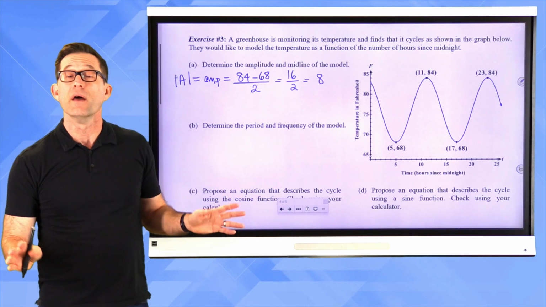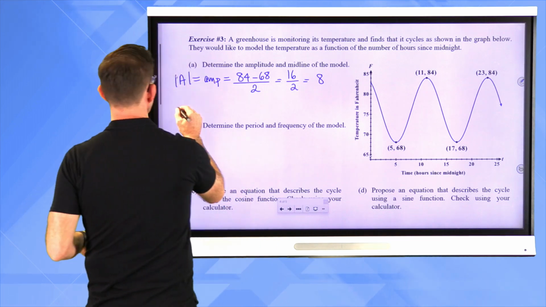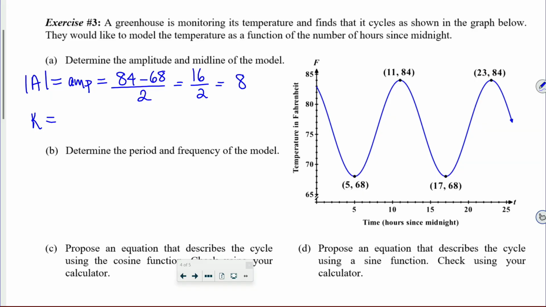Awesome. Okay, now let's get the midline, right? My midline is my k value in these models. That's always going to be my minimum or maximum plus the other one. It's the average of my min and my max. That is 1, what do I have here? Yeah, I don't really want to do this in my head. That ends up being 76, so it's 152 divided by 2, or 76.